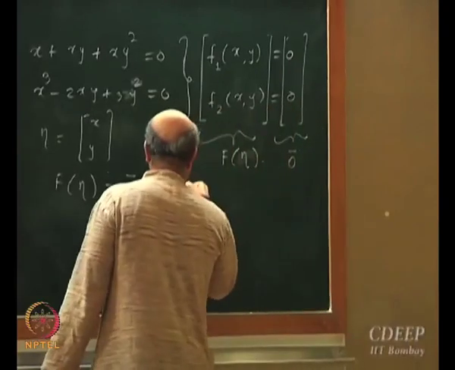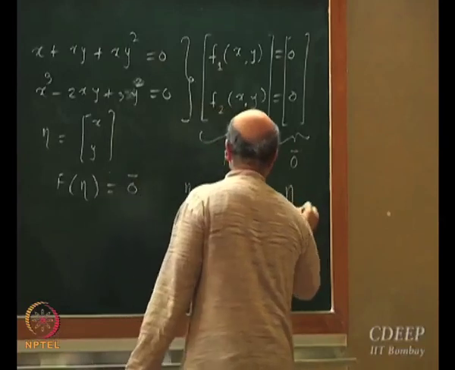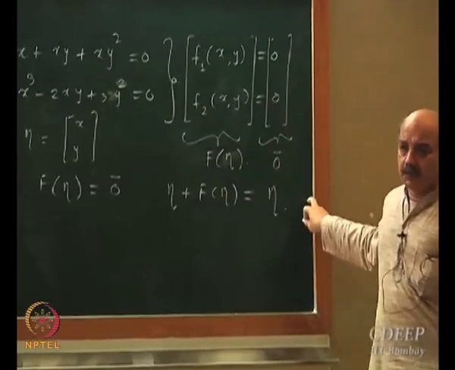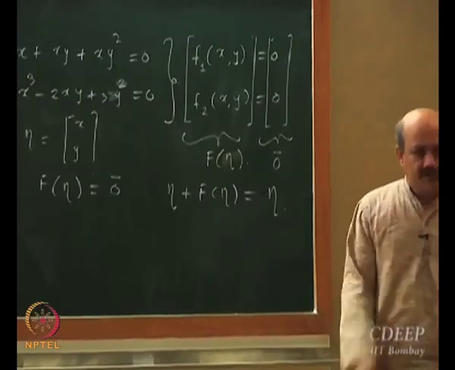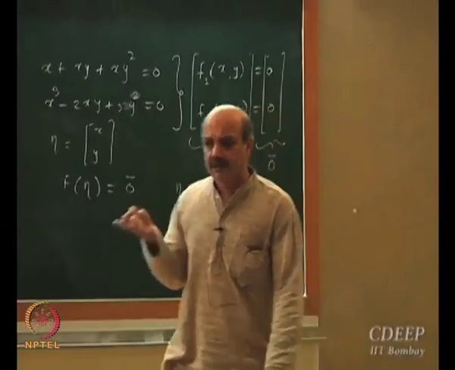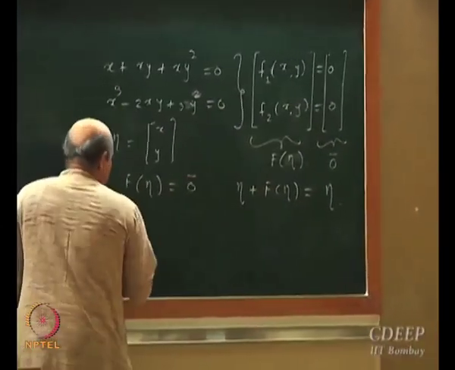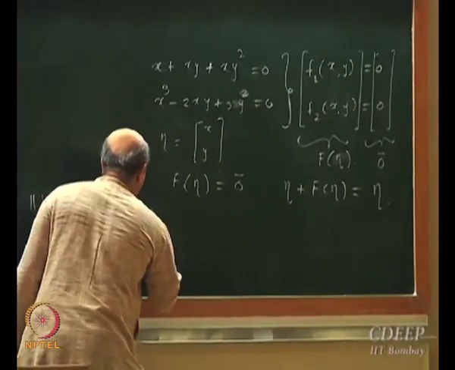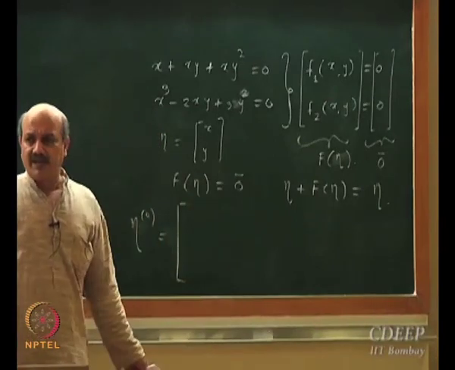I'll write eta plus f of eta. I'll add this vector eta on both sides. Okay? And then I'll construct an iteration. Whether it will converge or not is a different story, but I'll construct an iterative process. So, I'll start with some guess vector eta 0. I don't know what the solution is, so I'm going to guess some solution.